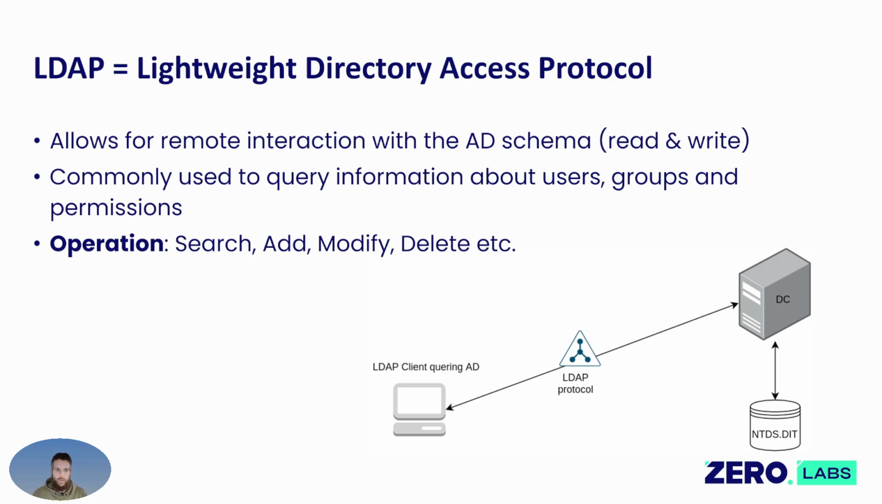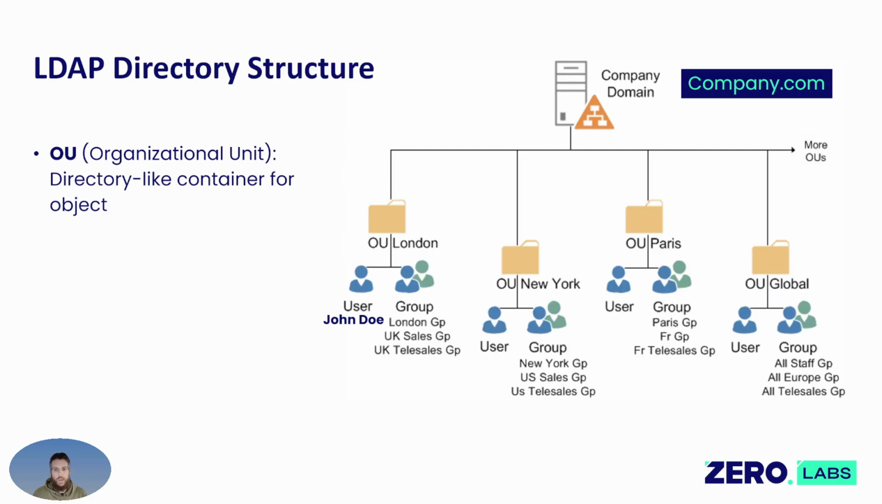And LDAP lets you do a bunch of different operations. It could be search, add, modify, delete, and so on and so forth. Now, if you look at the LDAP directory structure, it's basically built like a folder or directory. On the top, we have our company domain, so in this case, it's company.com. Under that, we have different OUs, which are like folders. In this case, I have a London OU, a New York OU, a Paris OU, and so on and so forth. These are different branches that I have in my company, but you can create any that you want. And under each OU, we have the different objects.